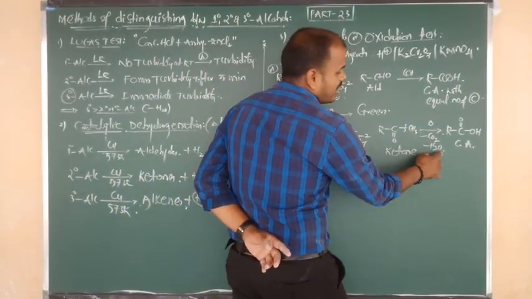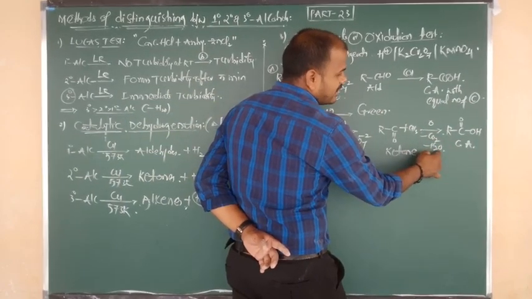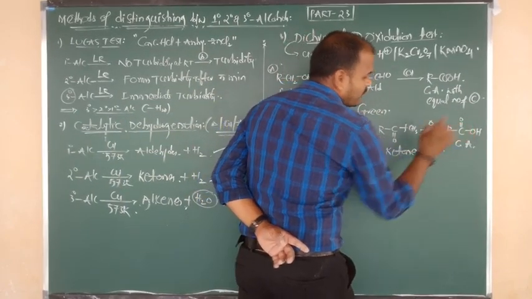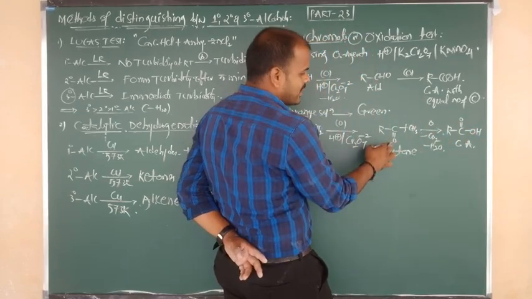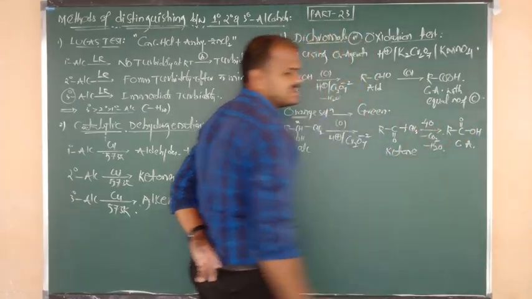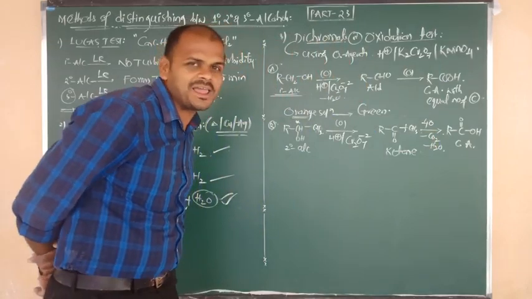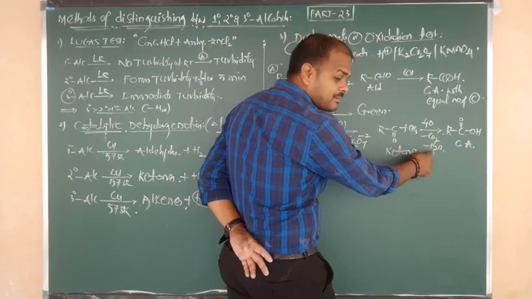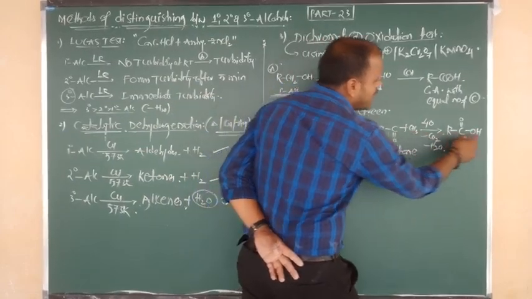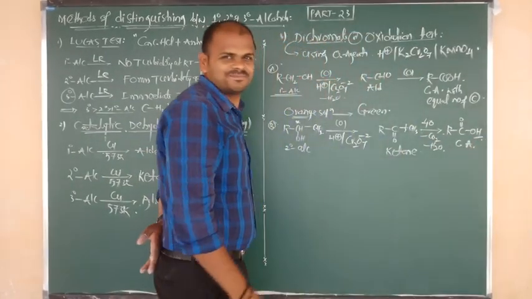Balancing: 1, 2, 3 oxygens are there, 2 plus 3... sorry, 2, 3, 4, 5 oxygens are there. Here one oxygen is there, so how many oxygens do you require? 4 oxygens you require, beta. I hope you understand. So here 3 hydrogens are there, 2 hydrogens are removed in the form of H2O, and the remaining 1 hydrogen we are writing here.